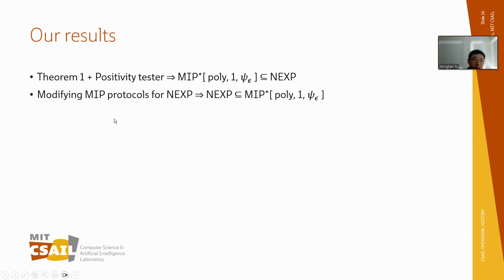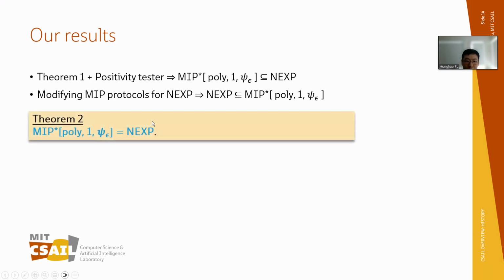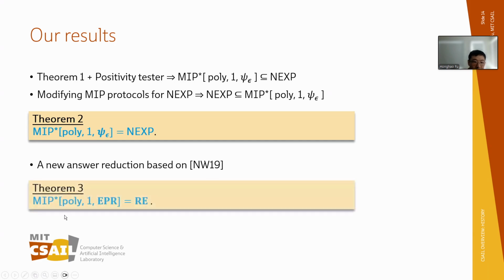Yeah, so if we combine these two results, we prove that noisy MIP star equals NEXP. And to concretely justify this, first recall that if you have EPR pairs here, then this should be RE. Now, to concretely justify that it is the noise that destroys the computational power, we actually design a new answer reduction technique based on the first answer reduction given by Natarajan and Wright. We use this to prove that if instead of the noisy EPR pairs, you give them actual EPR pairs, you recover the full computational power of RE. So these are the three main results of our paper.